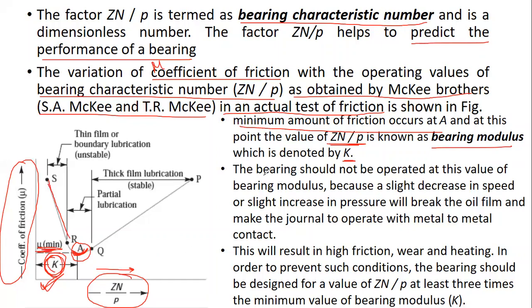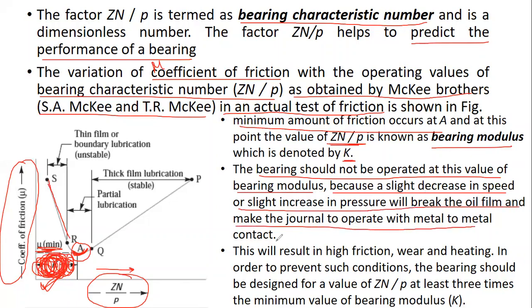which means the bearing should not operate at this value of bearing modulus. It should not operate in this zone which I am highlighting. Bearing should not operate in this zone. Because if a slight decrease in the speed or slight increase in pressure will break the oil film and make the journal to operate with metal to metal contact. In short, the friction will happen, the oil film will break, heat will be generated, bearing will get destroyed. See, it's written, this will result in high friction, wear, heating.